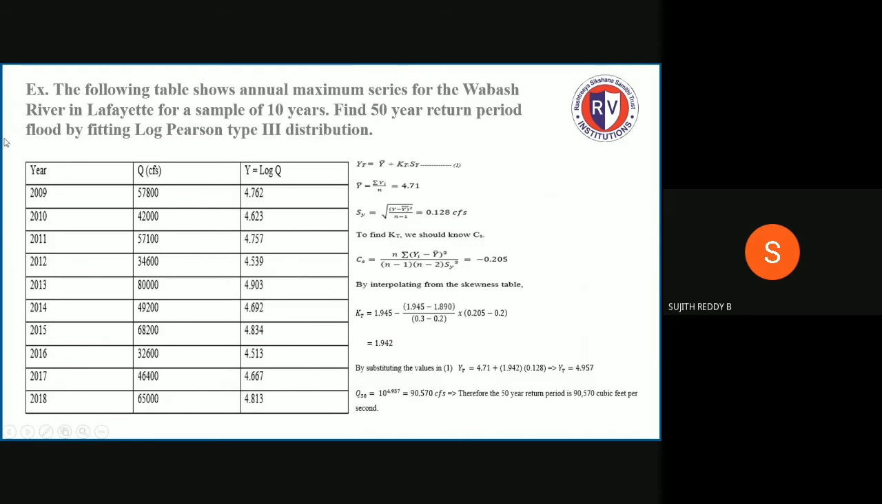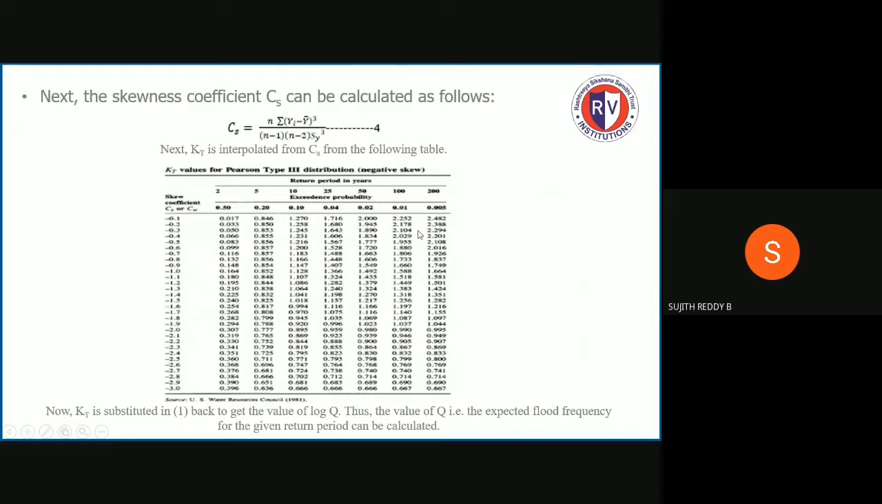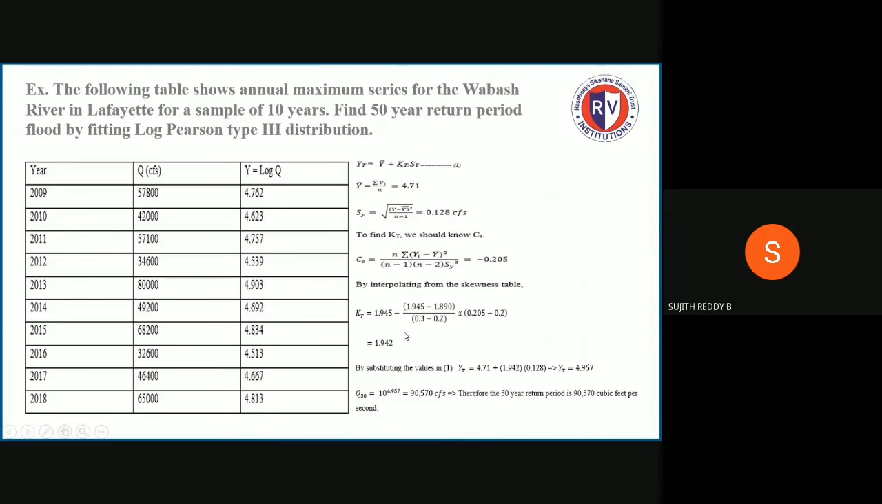For now, let us discuss with the help of this example. Here, the year and the discharge have been mentioned. From the discharge, we can calculate the y value, which is nothing but log Q. Now, after finding all the log values of the discharge, y bar is to be calculated and sy has to be calculated. Next, Kt can be calculated by using this formula, and later the Kt has to be interpolated by using this table by normal linear interpolation.